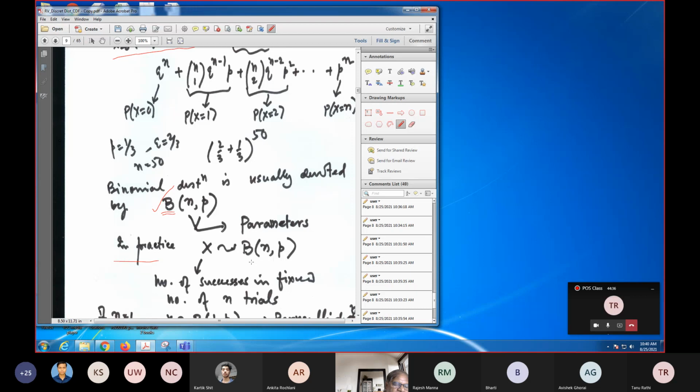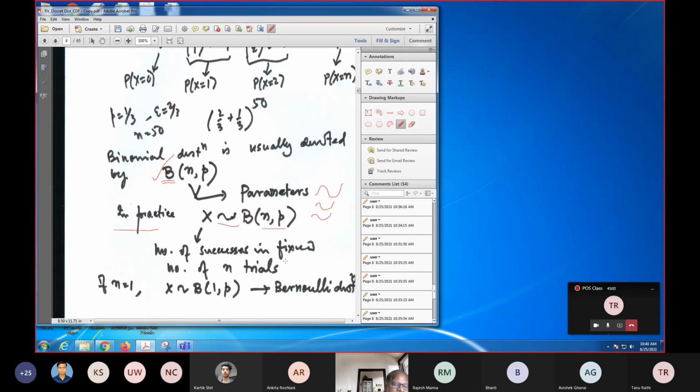In short, what we write is x follows B(n, p). This x is the random variable, which in this case is the number of successes. It follows the binomial distribution with parameters n and p, where n is the number of trials and p is the probability of success. If we take n equal to 1, that is, a single trial, we can write x follows B(1, p). Now it is a Bernoulli distribution.